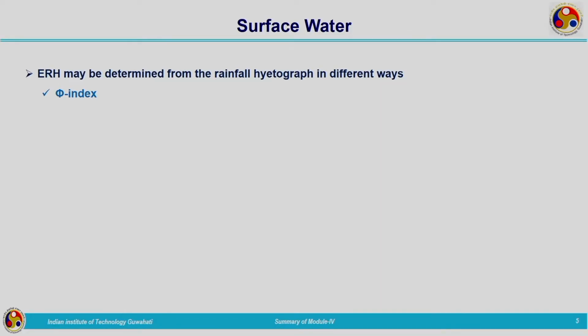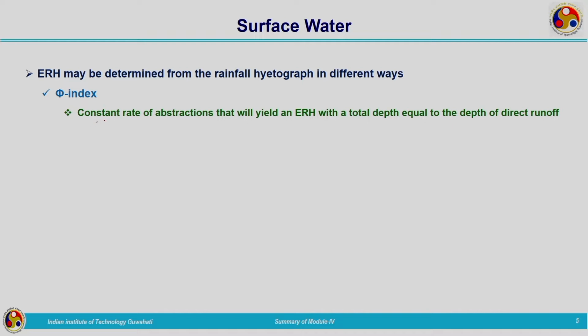So, for effective rainfall determination, we have started with Phi Index. What is Phi Index? Phi Index is the constant rate of abstractions that will give us the effective rainfall hydrograph. That is, we are assuming the abstractions which are taking place in a catchment are represented by a constant rate. That constant rate is inclusive of infiltration and also other initial abstractions. Once we deduct that value from the intensity of rainfall for a particular time duration, we will get the excess rainfall.